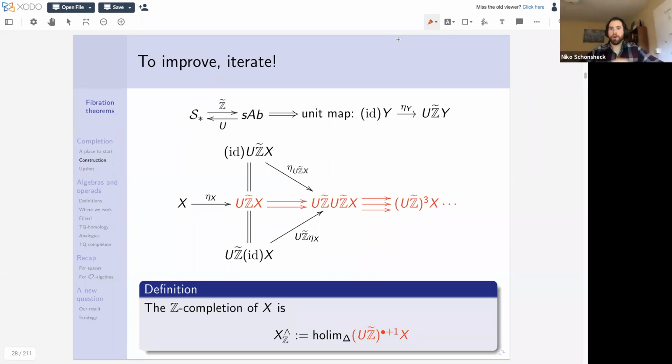Yeah, so I glue all this stuff together and I get the homotopy limit. And this eta map here gives me a natural comparison map from X to the completion.